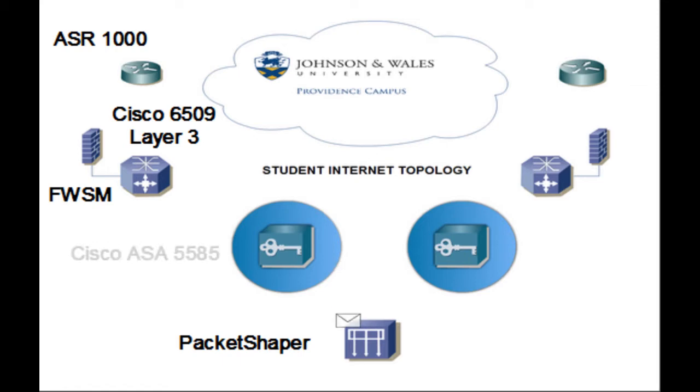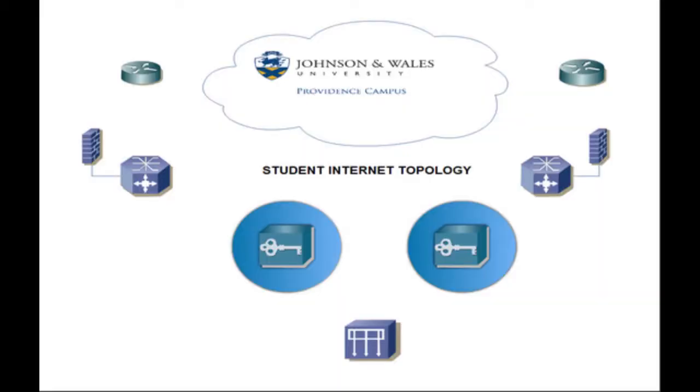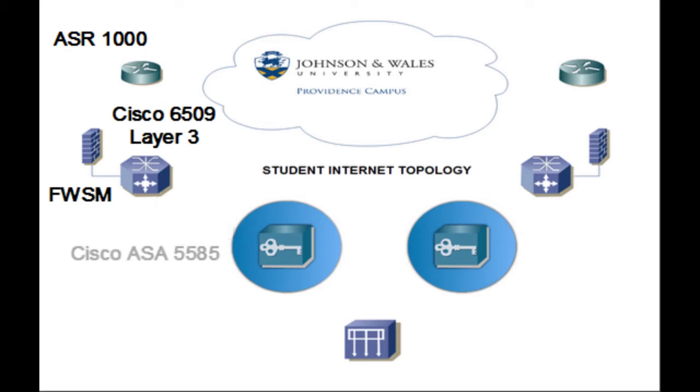But the student traffic does go from the 6509 to the Cisco ASA 5585, where it will then do a deep packet inspection based on the rules that we establish for student internet traffic. Whether or not that traffic meets those criteria will determine whether or not the packet is allowed to traverse the network.